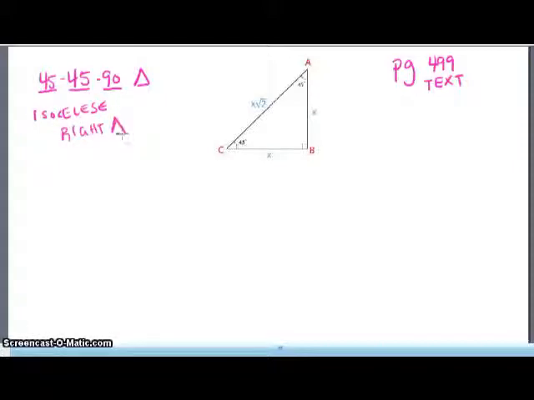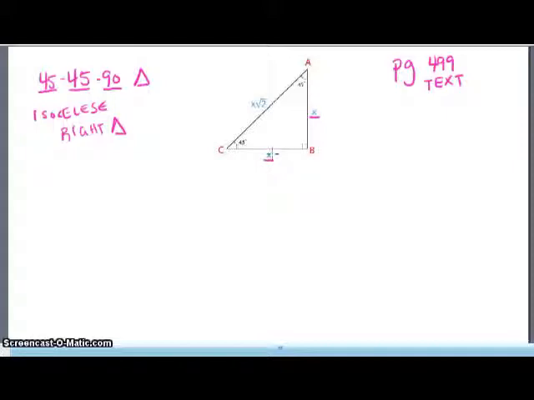And my handwriting is just getting worse as the day goes on. But okay, so we've got an isosceles right triangle, which means that because these two angles are the same, the sides that are opposite of those are the same. So you can label those x and x. And then by using the Pythagorean theorem, you can come up with this x root 2 over here. If you want to see the proof, it's on page 499 in your textbook.